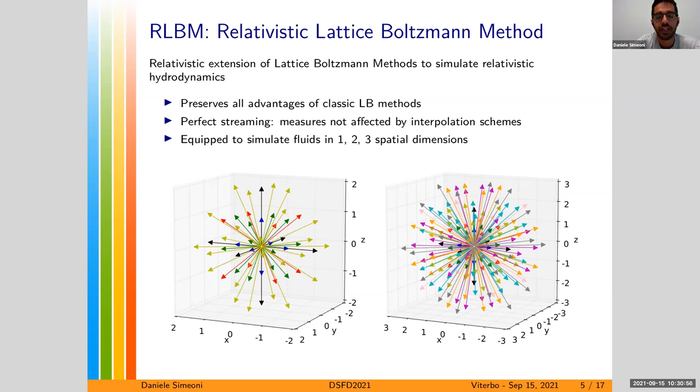It's a scheme that's equipped to simulate fluids in 1, 2, and 3 spatial dimensions, so in any number of spatial dimensions. The most important thing is that this iteration, which I will call lattice RLBM from now on, has velocity stencils that show perfect streaming, which means that the velocities are ending on the nodes of the Cartesian grid, like the usual Lattice-Boltzmann methods are.